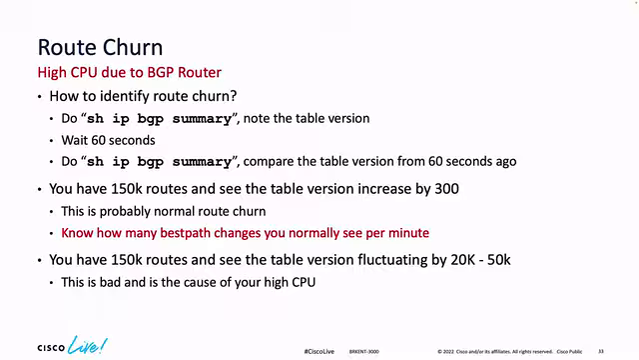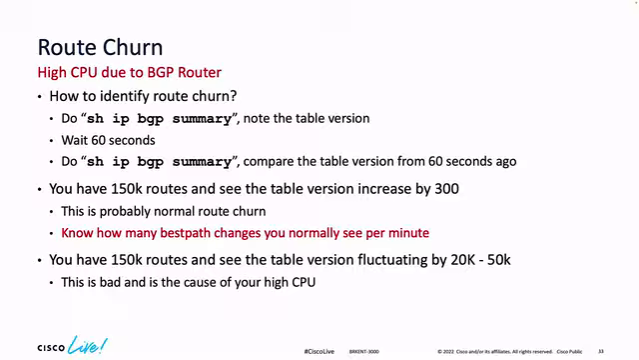Here I'm outlining a particular way to understand and scope that problem. I'm going to look at the BGP summary, and I'm going to note my table version number. I'll show you examples. Then you wait a bit longer, and then you see, did my table version number increment by a lot? Because that indicates a lot of updates are coming through.